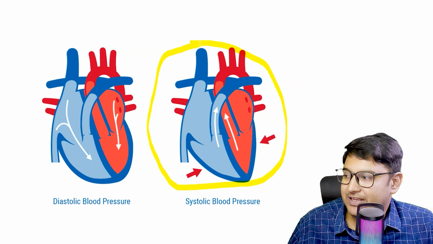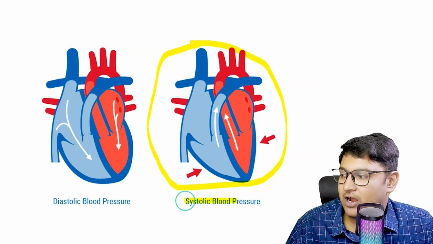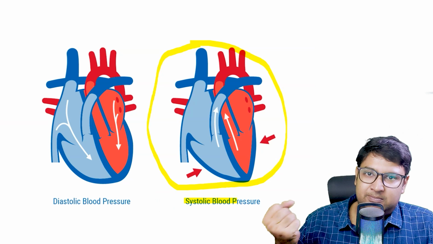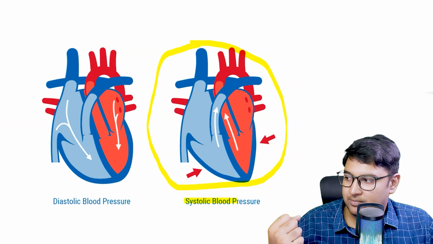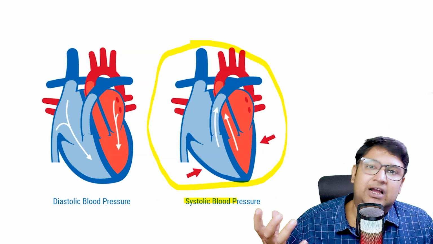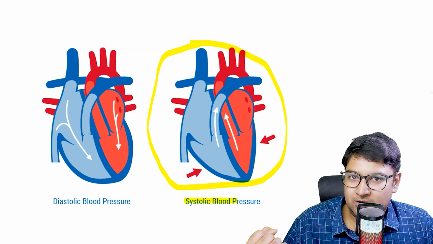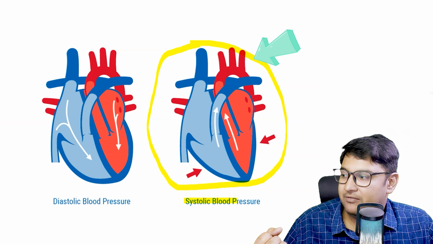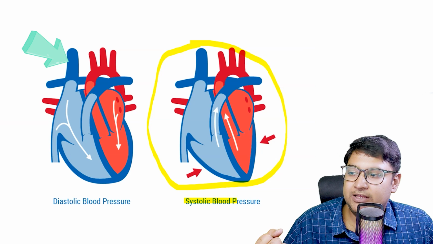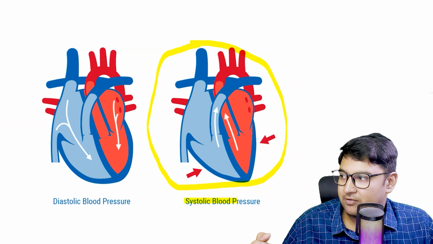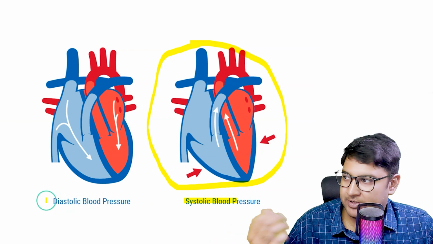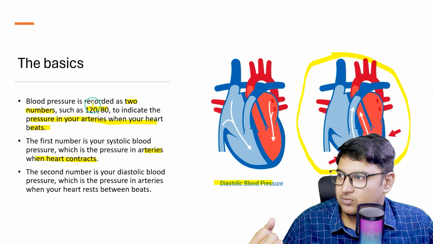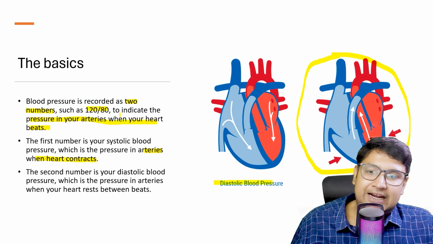The second number is the pressure when your heart is at rest, meaning it expands. So contraction and expansion are the two processes: when it contracts, we talk about the systolic blood pressure, and when it expands, we talk about the diastolic blood pressure. That's why 120 is what we call the systolic blood pressure, and 80 is your diastolic blood pressure.